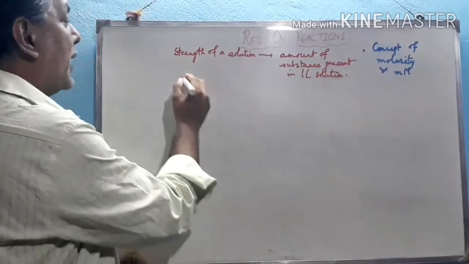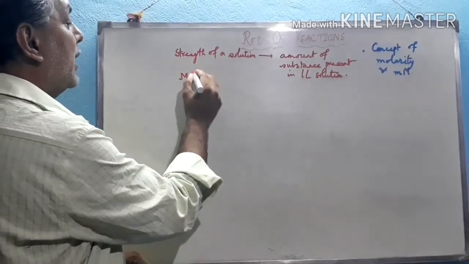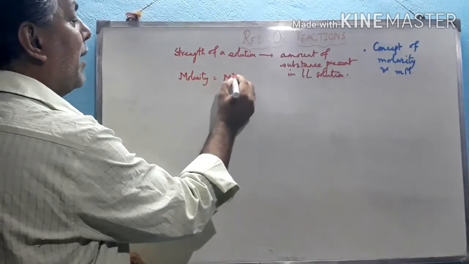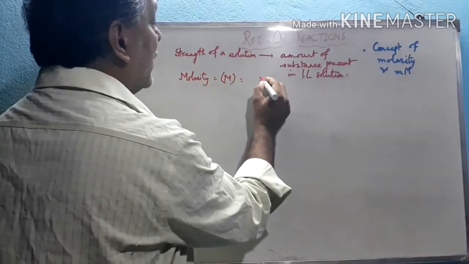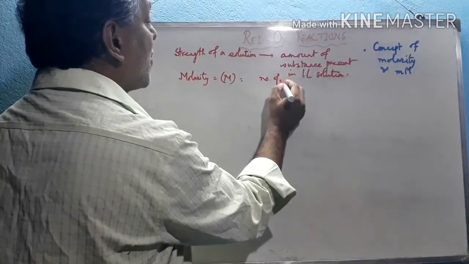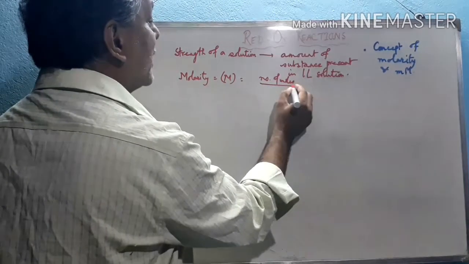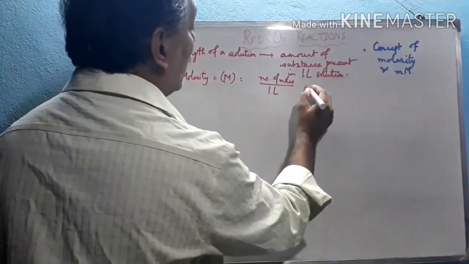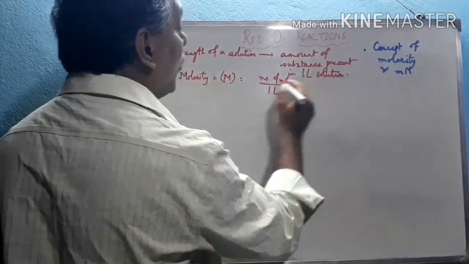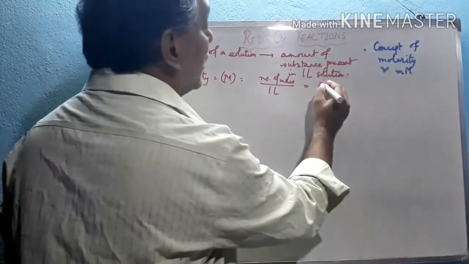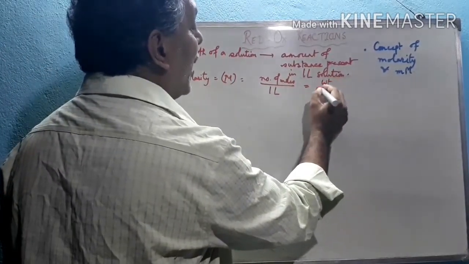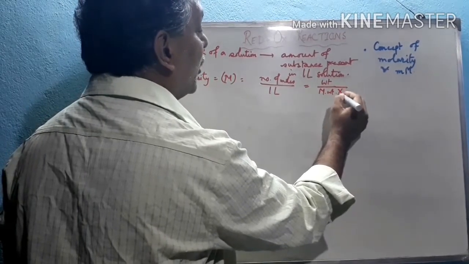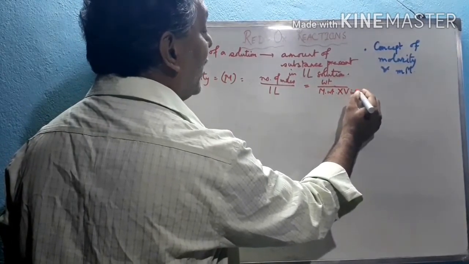Number one is the molarity, which is expressed as capital M, and this is nothing but the number of moles of solute present in 1 liter of solution. And how can we calculate the number of moles? Number of moles can be calculated by weight divided by molecular weight. So the expression becomes weight by molecular weight into volume in liter.